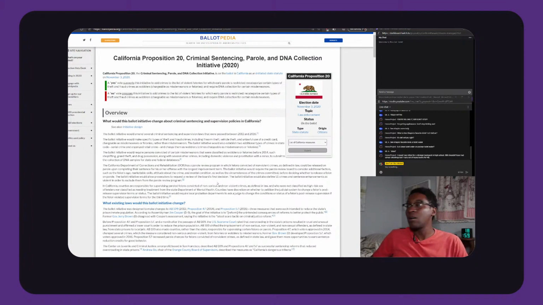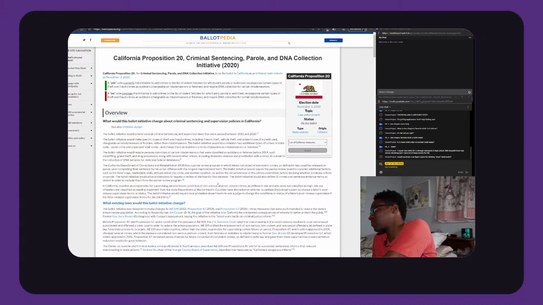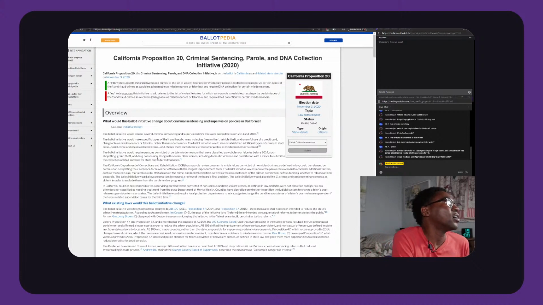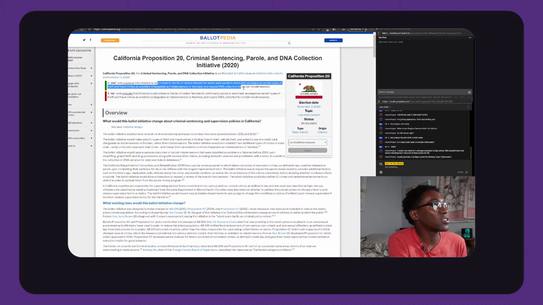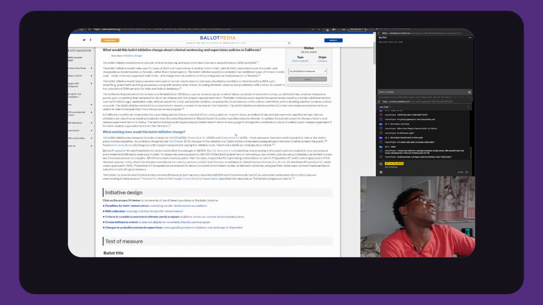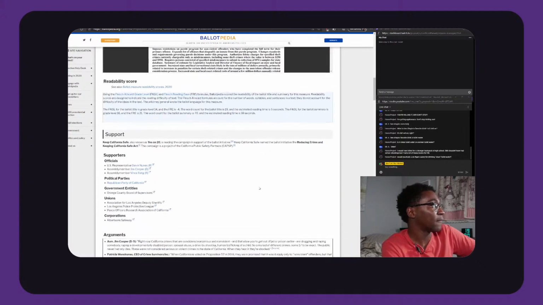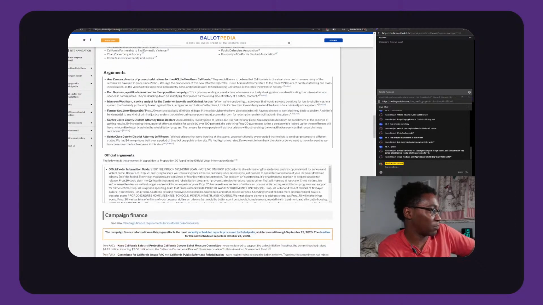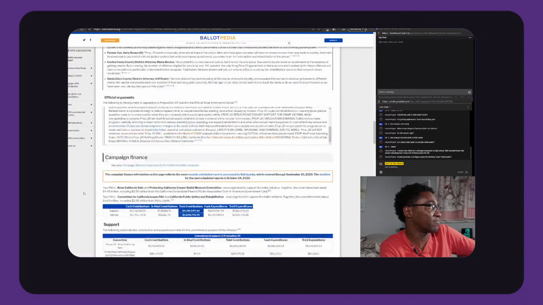Criminal sentencing, parole, and DNA collection. A vote yes would add crimes to the list of violent felonies for which early parole is restricted because they're too severe, and it would recognize certain types of theft and fraud crimes as wobblers, which could be charged as misdemeanors or felonies, and require DNA collection for certain misdemeanors. This is supported by the Republican Party and opposed by the Democratic Party.